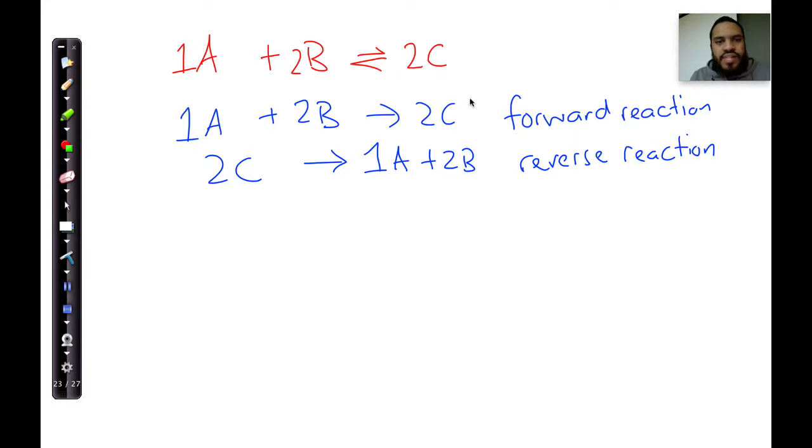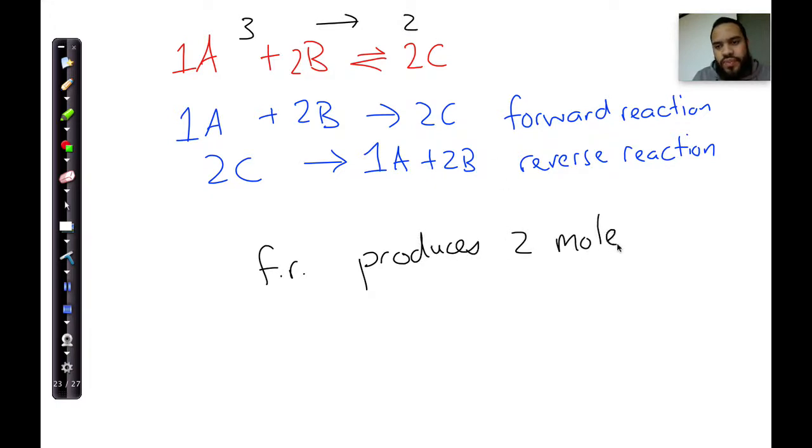Which reaction produces the greatest number of moles? You add up the number of moles on each side. This side has 3 moles because these are gases, and this side has 2 moles. So clearly the forward reaction produces 2 moles, because 1 volume of A plus 2 volumes of B, 3 volumes of different gases, are needed to produce 2 volumes of C. Then the reverse reaction produces 3 moles, because 1 plus 2 gives me 3.